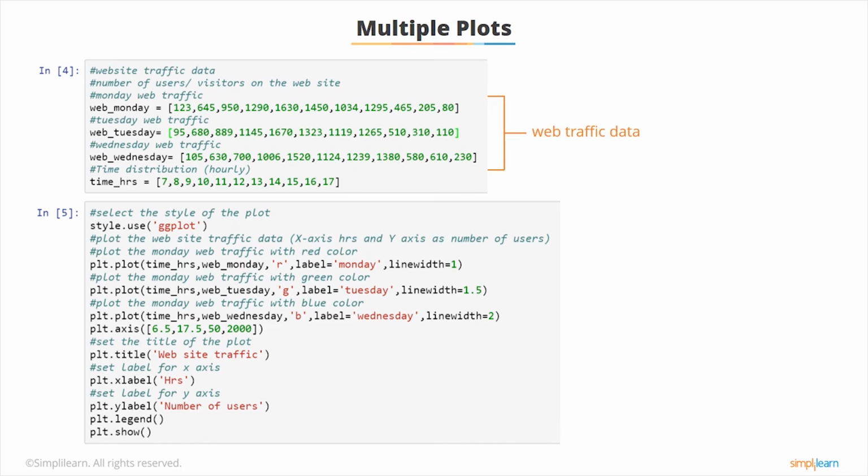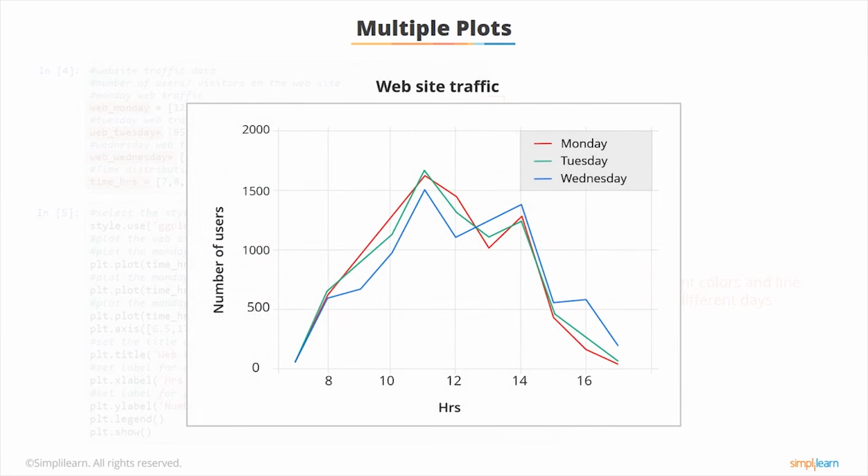The dataset number of users for Monday, Tuesday, and Wednesday is defined with respect to its time distribution. Use different color and line width for each day to distinguish the plot. In this example, we have used red for Monday, green for Tuesday, and blue for Wednesday. The output graph is shown on the screen.